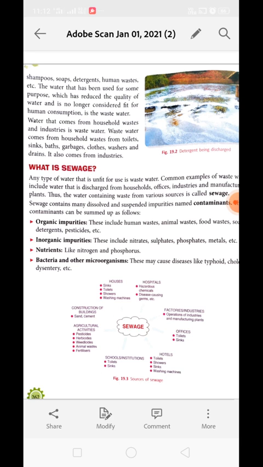Next is inorganic impurities. These include nitrate, sulfate, phosphate, metals, etc. These can't be decomposed by microorganisms. Next are nutrients like nitrogen and phosphorus, which we use as fertilizer in fields, and which can also be present there. The next is bacteria and other microorganisms. These may cause diseases like typhoid or cholera.